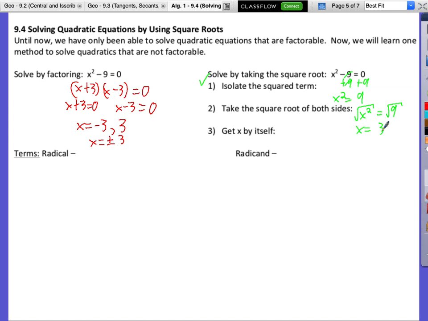What about negative 3 times negative 3? So are there 2 answers? So it's positive or negative 3. Because that would work as well.